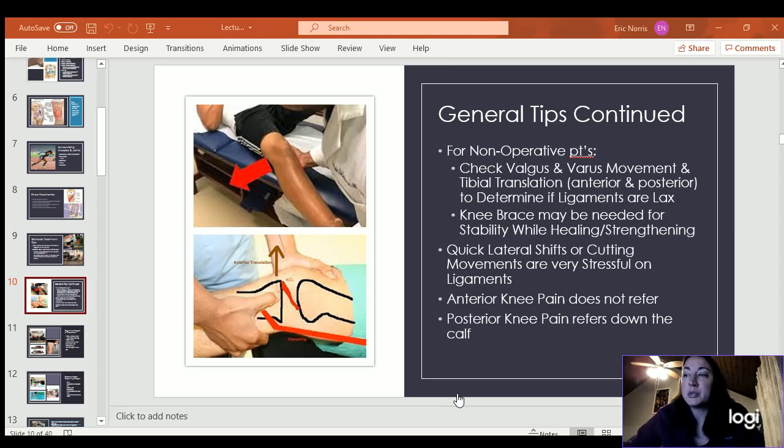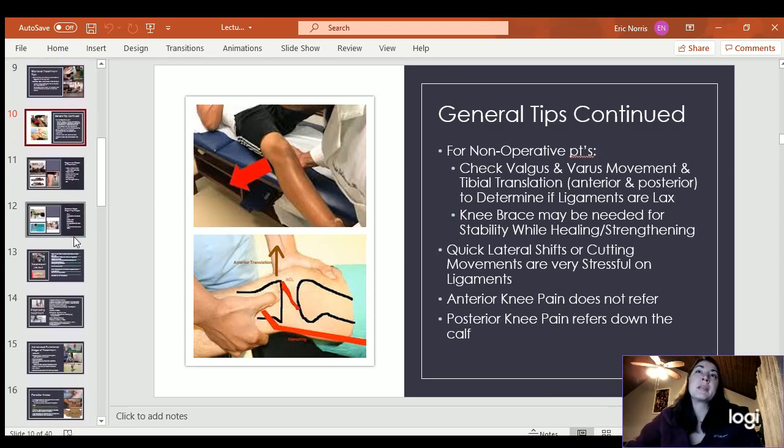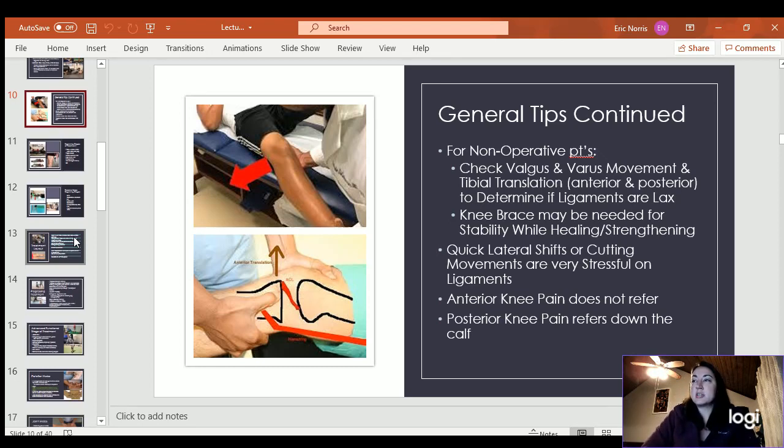So you do want to limit brace wear as you're going through and doing more strengthening, especially as you're doing return to function. You eventually want to get to a place where they're relying less and less on the brace. But initially, if there's a stability issue, and really if they're playing a sport, you may long-term keep a brace during that sport just to help with stability, just depending on their needs.